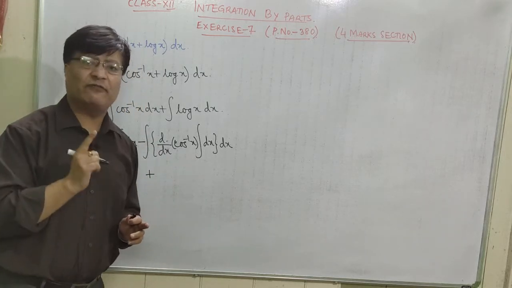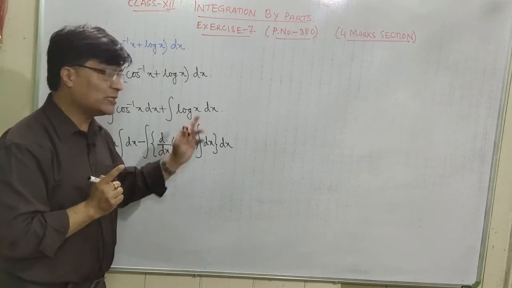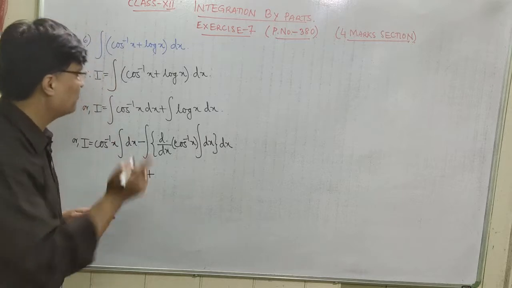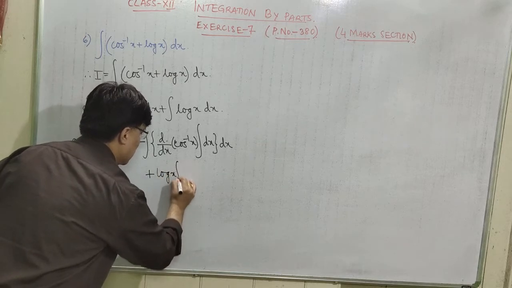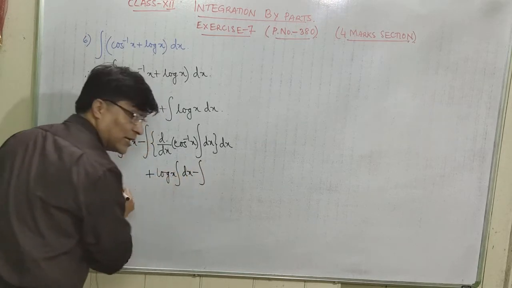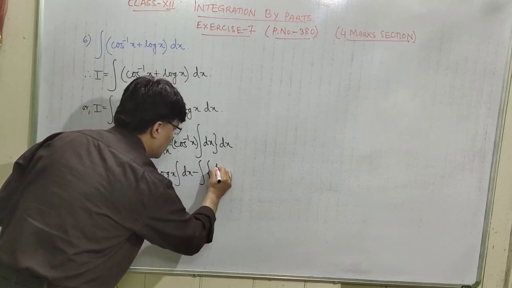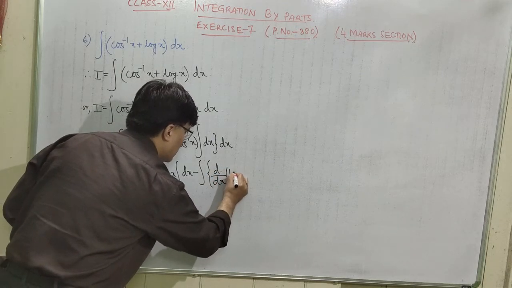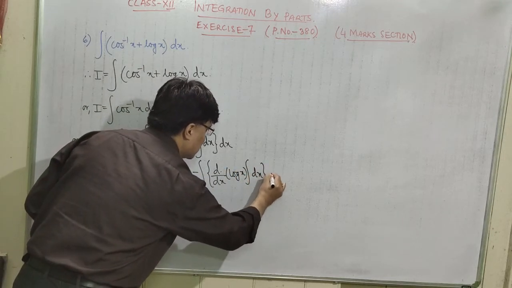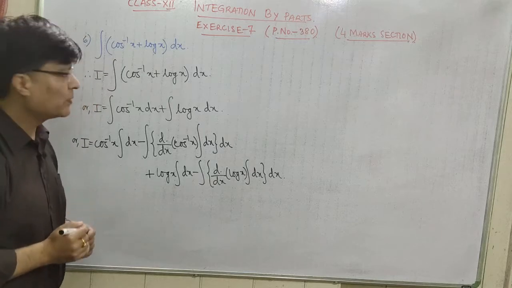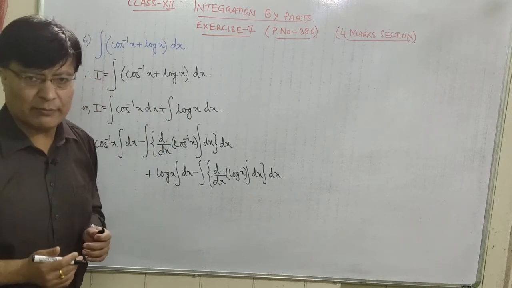So which letter comes first in the word ILATE? That is L comes first, isn't it? So log x is the first function and algebraic function is the second function. So you can take it outside. Use integration by parts now. So it is log x integration of dx minus, second bracket opened, integration of d by dx of log x, then integration of dx, second bracket closed, dx. So I think you have understood it. So for both these functions you have to use integration by parts.